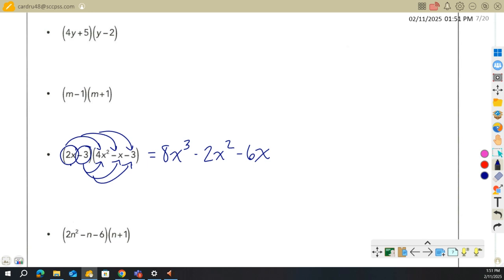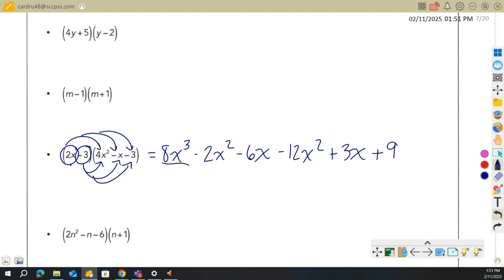So negative 3 times 4x squared, that's negative 12x squared. Negative 3 times negative x is a positive 3x. And then negative 3 times negative 3 is a positive 9. So I need to look now for like terms.